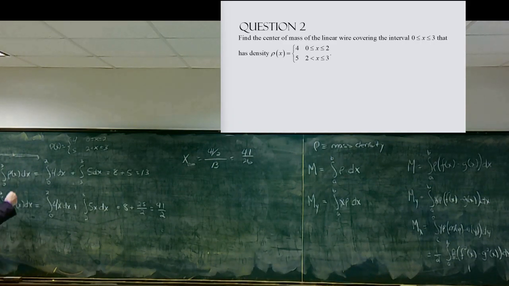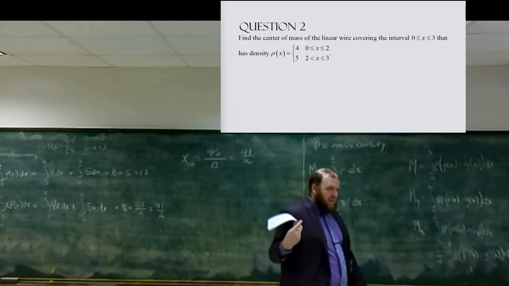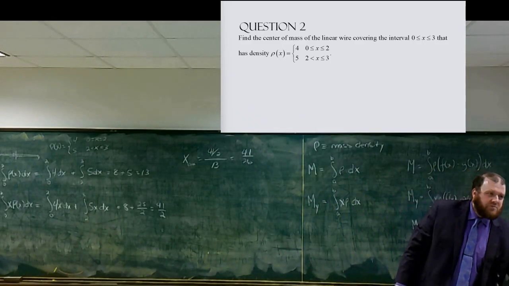So it's going to be slightly to the right of the center of the wire. So probably maybe right about here, let's say. So now we have equal mass on either side.